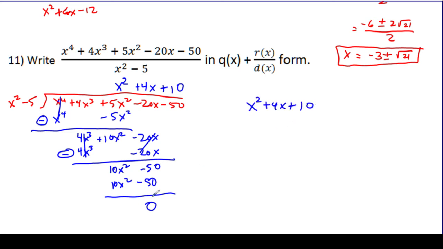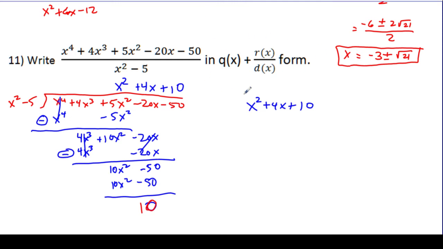If I happen to have a remainder, I want to give you a possible scenario. Let's say my remainder didn't come out to be 0. Let's say it came out to be 10. So I have something left over. I'm done. I've brought down my last term, I did my last division, and I do have a remainder.